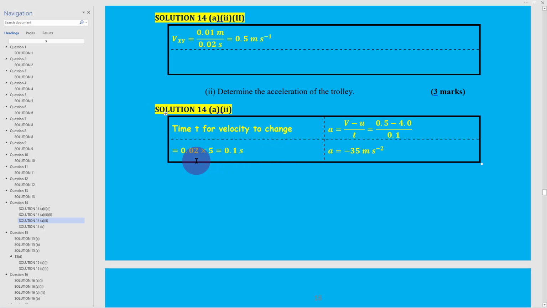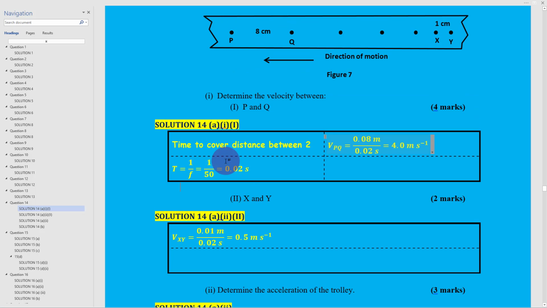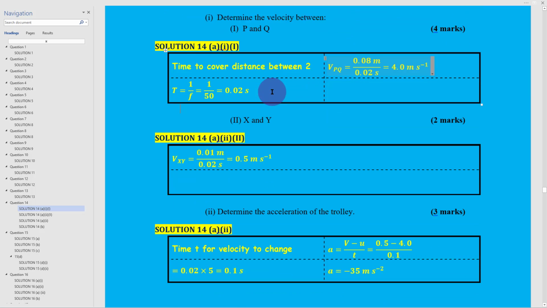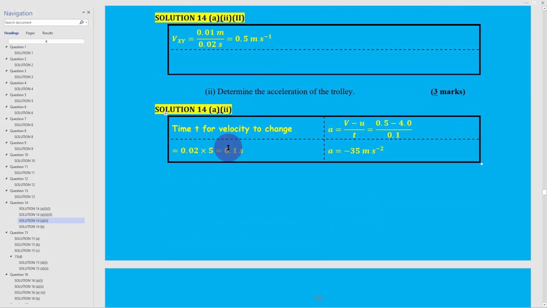So this is it. Time t for velocity to change will be 0.02 times 5. Why times 5? It is because it is this one, 1, 2, 3, 4, and then a half and a half. That makes 5. So that gives us 0.1 seconds. And of course, now we use this equation: a equals v minus u over t. We substitute v, which is 0.5, minus 4. We find that the acceleration has a negative sign, 35 meters per second squared.